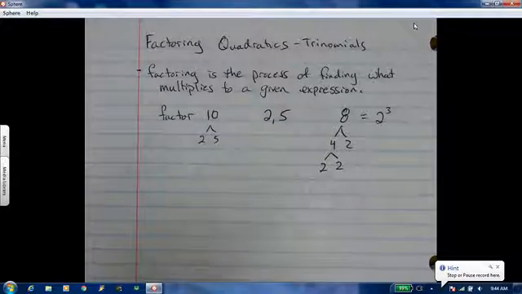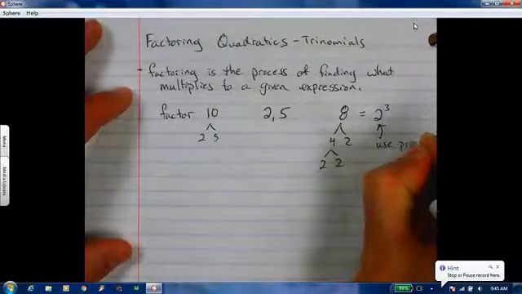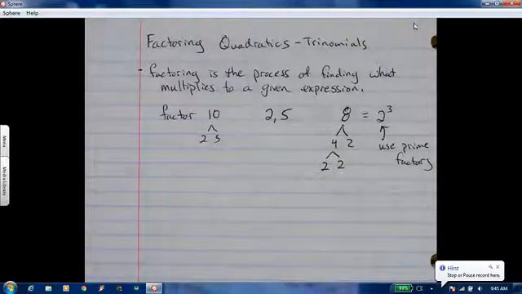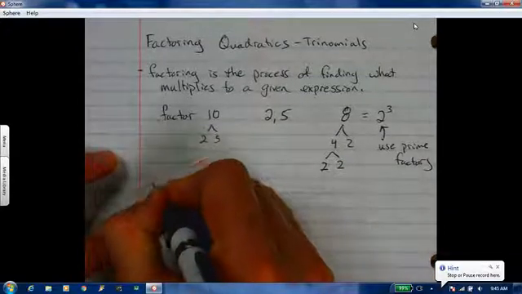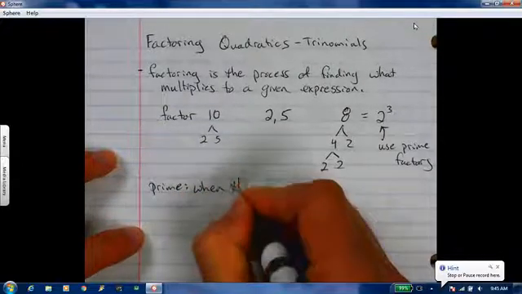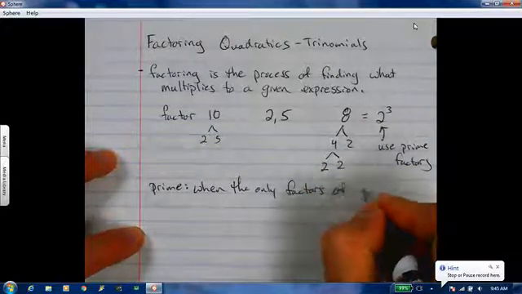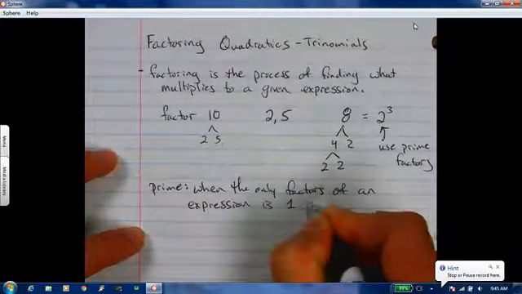So factoring, that's the other thing, is we want to go all the way down until we have prime numbers. Okay, prime factors. So we want to use prime factors. Don't leave it as 4 and 2 because 4 is not a prime number. Remember what a prime number is. Prime is when the only factors of an expression is 1 and itself.